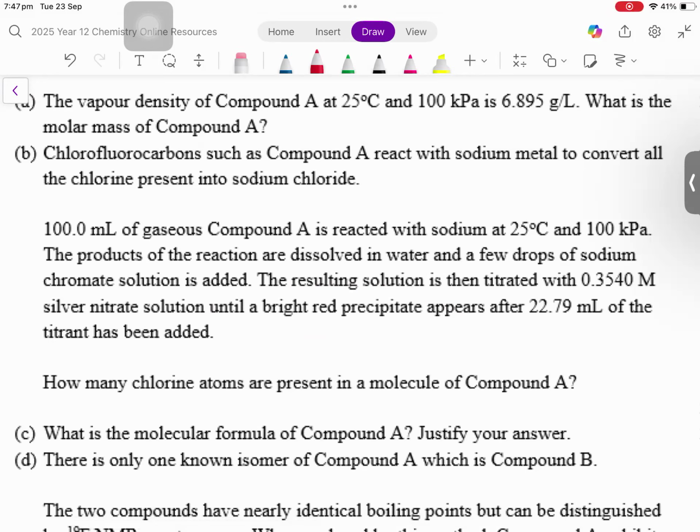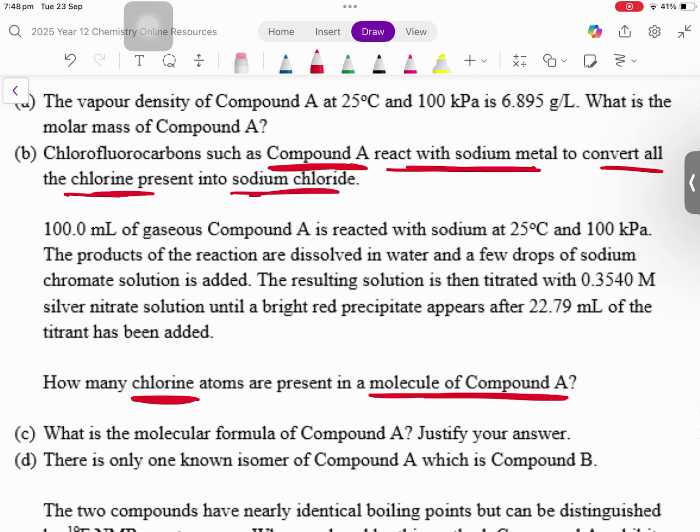Okay. What they are asking you for is how many chlorine atoms are present in a molecule of compound A. Now, guys, compound A actually did not participate in the titration. Yeah, I need you to see what's going on, okay? The very first sentence in part B gives you a bit of context, all right? What did they say? Compound A reacts with sodium to convert all of the chlorine present into sodium chloride. Okay?